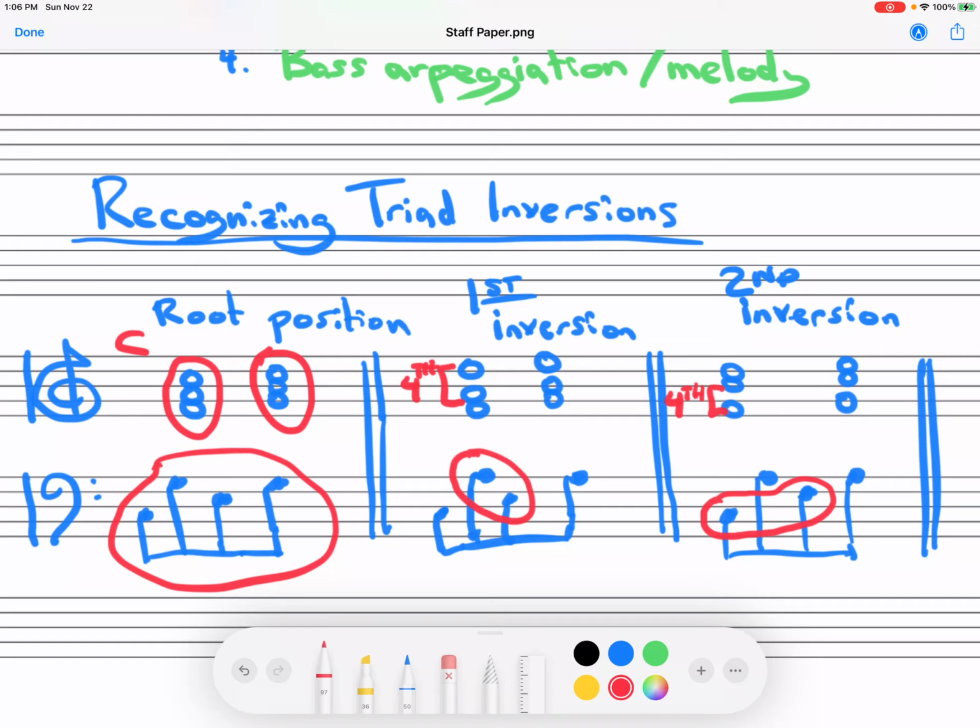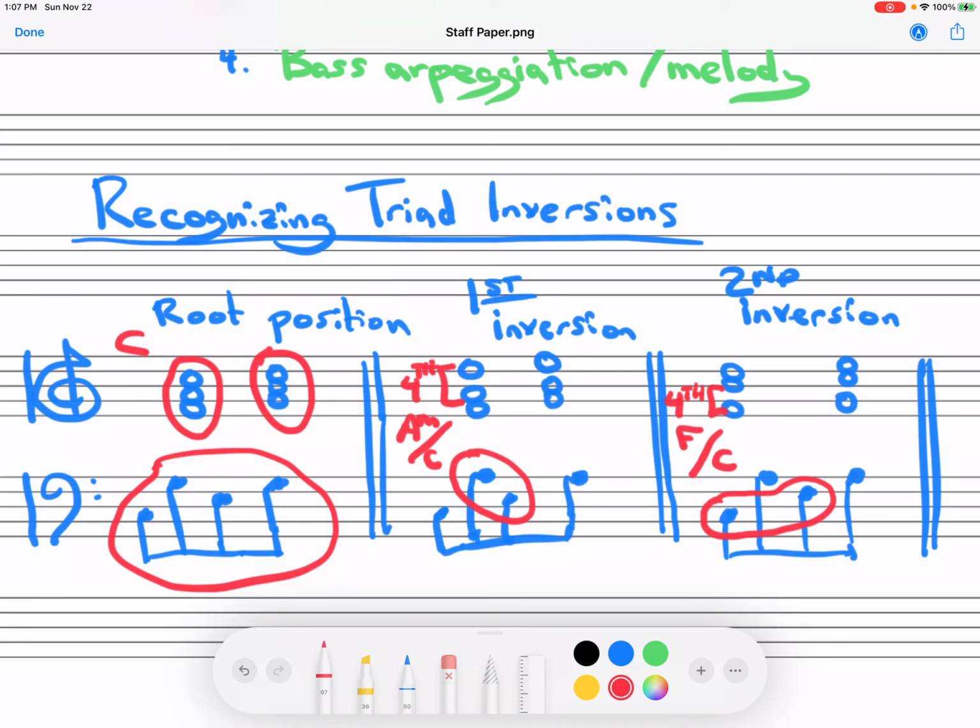So here's what the second one sounds like. That's an A minor triad over C, and it sounds quite different than root position. So root position, and here's a first inversion. And then over here on the right, we have an F major triad over C.